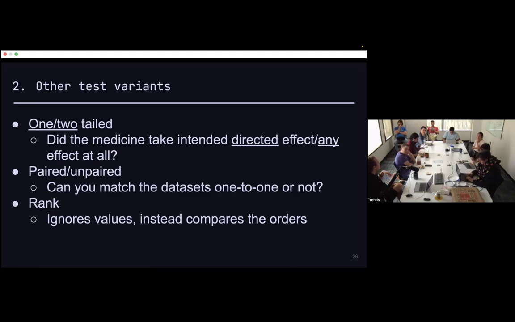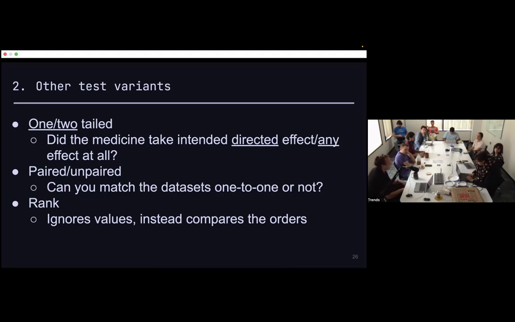For example, maybe you have 2 groups of people, one of them controls, another patients. And patients are getting some kind of medicine that maybe lowers blood pressure. So you want to test if your medicine is actually lowering blood pressure, not that it is just different in the patient group. So in this case, you need to use a one-tail test. On the other hand, if you just want to find out if your medicine is having any effect, then you can use a two-tail test.